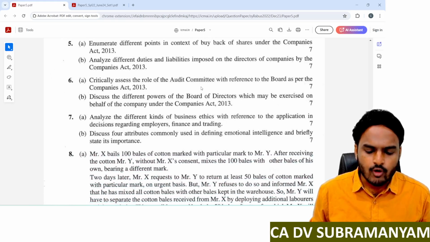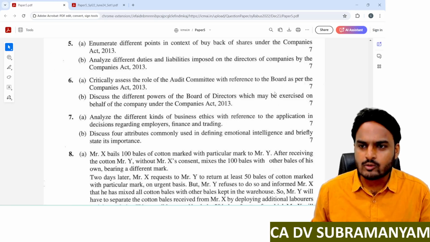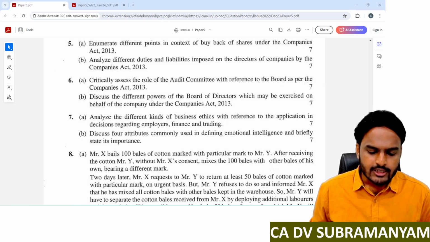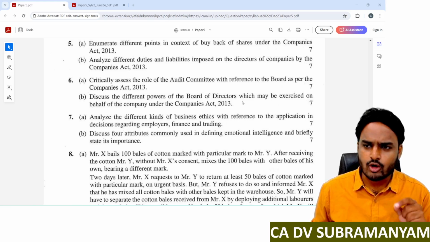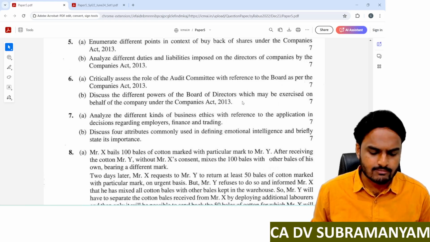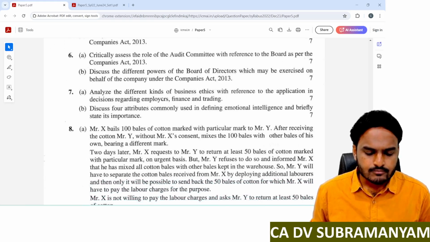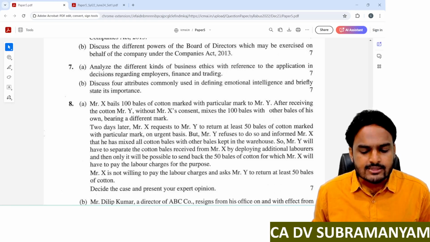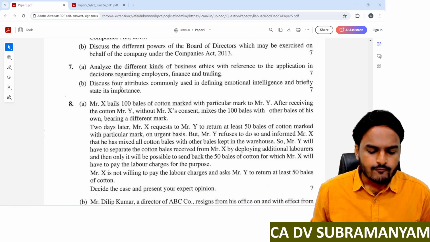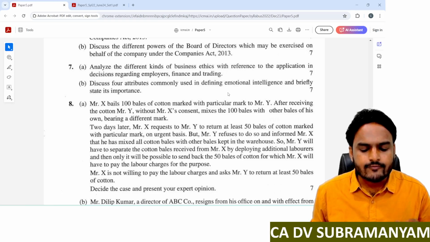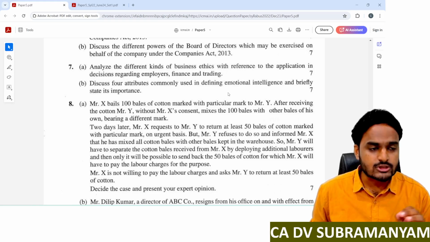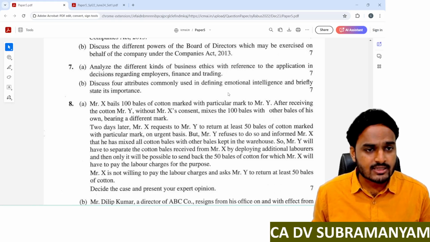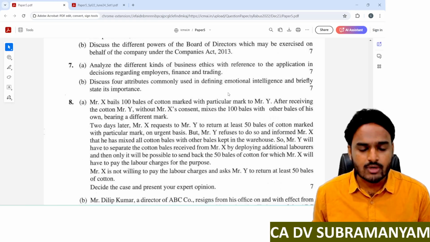Next one, role of audit committee. This is from accounts and audit, 7 marks. Different powers of the board of directors. This is from the directors chapter, 7 marks. Okay, corporate laws, another 14 marks. Next one, different kinds of business ethics, 7 marks. Four attributes commonly used in defining emotional intelligence. This is also from business ethics only, so 7 marks. So question number 7 is from business ethics, weightage 14 marks.